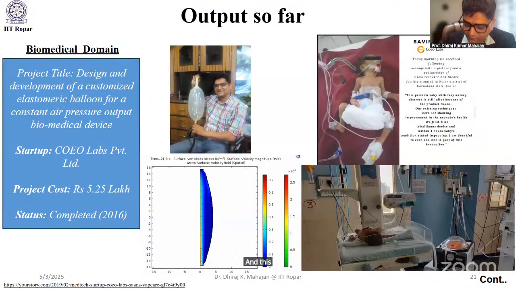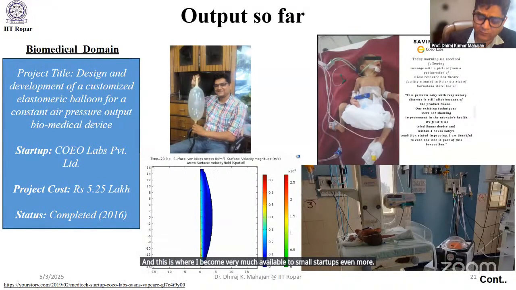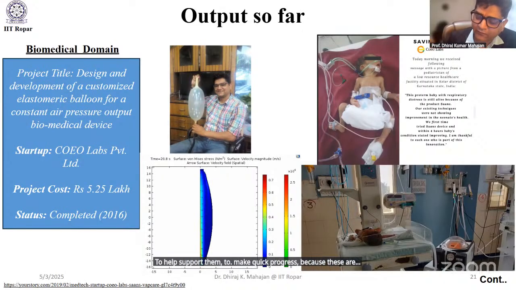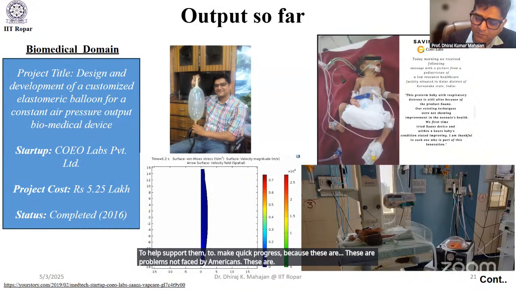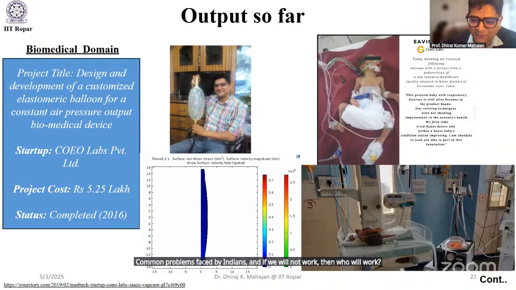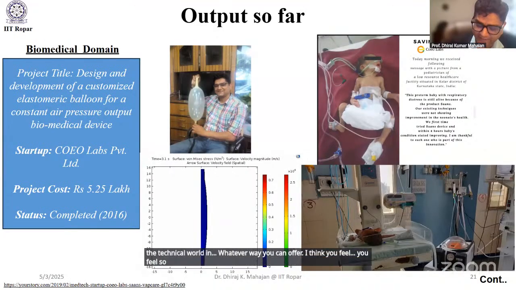And this is where I became even more available to small startups, to help support them to make quick progress, because these are problems not faced by Americans. These are common problems faced by Indians, and if we will not work, then who will work? So the motivation is like, if not me, who? The idea is so amazing that if you start helping the technical world in whatever way you can offer, I think you feel so satisfied with what you can deliver in these projects.